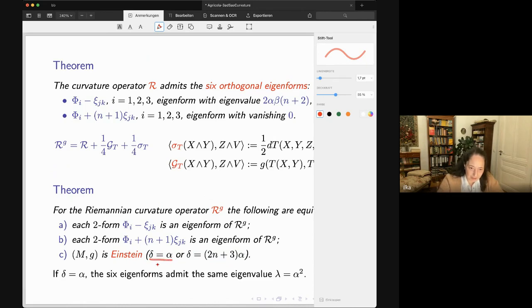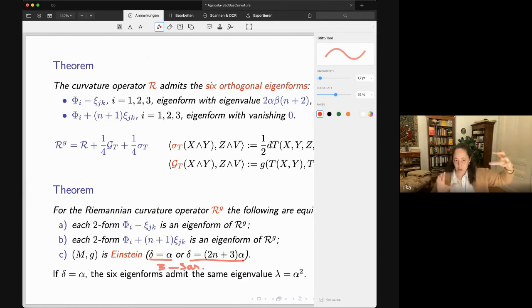delta equal alpha, but this is just the free Sasaki case, right? Remember, delta equal alpha is free Sasaki. And this metric, again, it was known before that any free Sasaki manifold admits a deformation of the metric, which is again Einstein, but not free Sasaki anymore. So this free Sasaki was isolated, and then you deform the metric, and somewhere is another metric, which is Einstein.